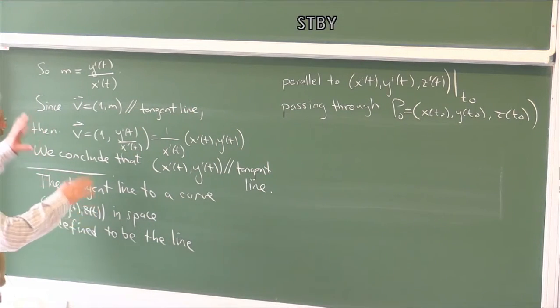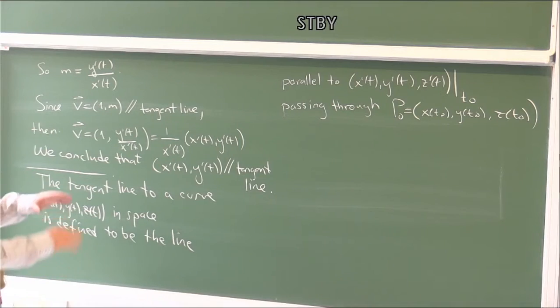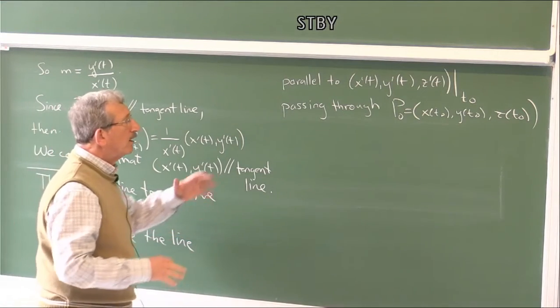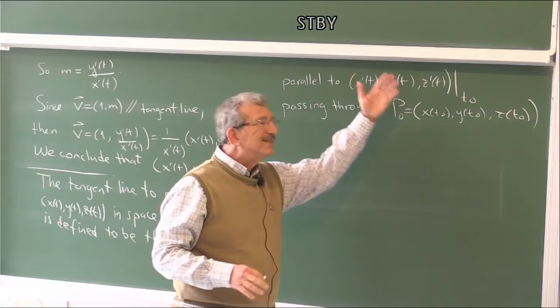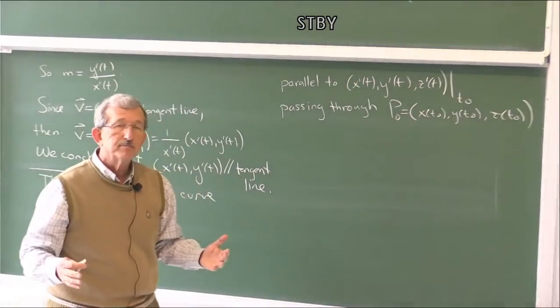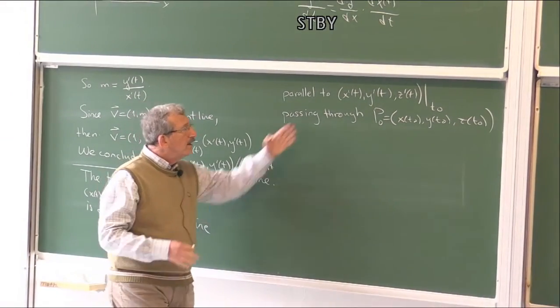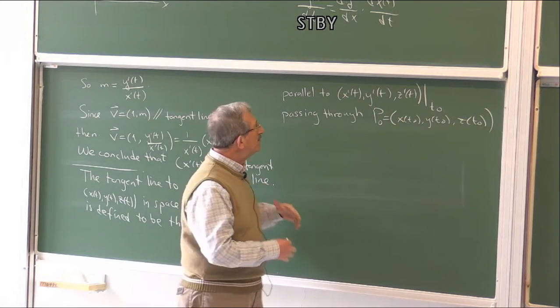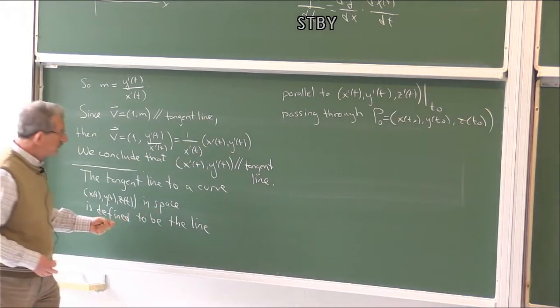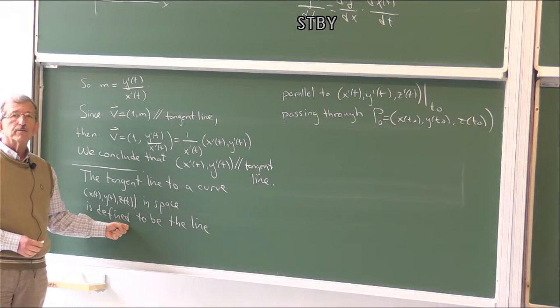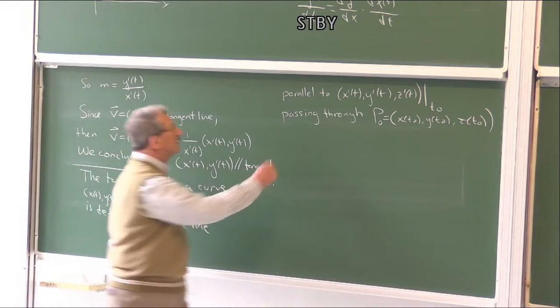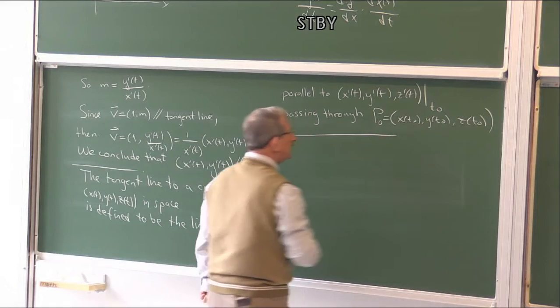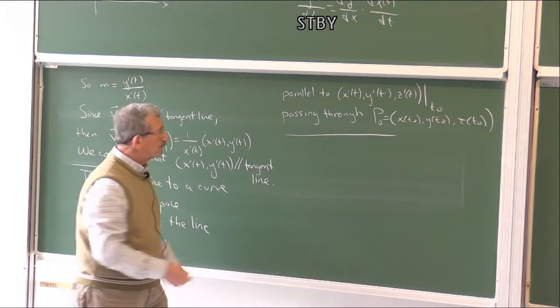Now, with this introduction, that is, if we have a curve x of t, y of t, z of t in space, then the vector of derivatives is parallel to the tangent line drawn to the curve. So with this information, now let us do the following.